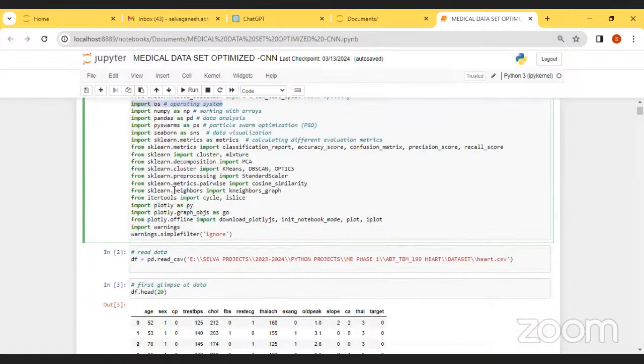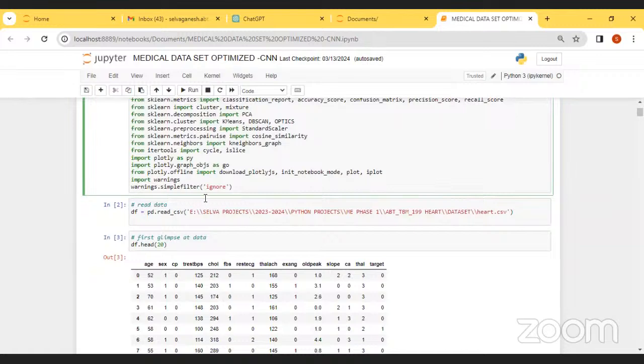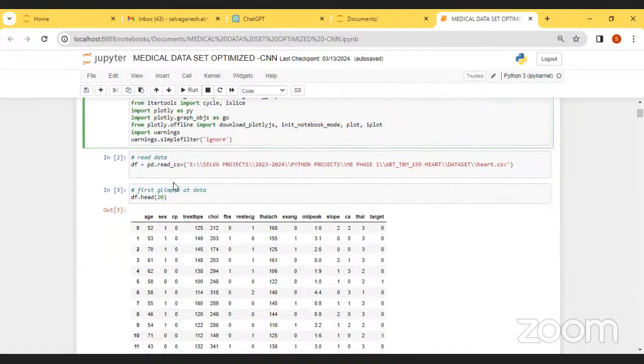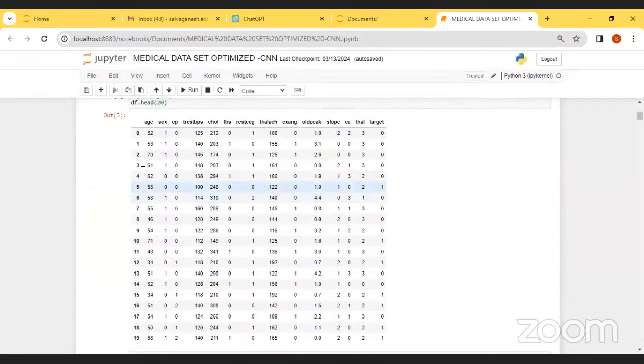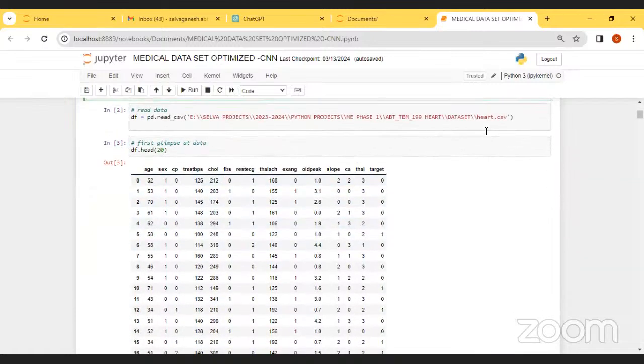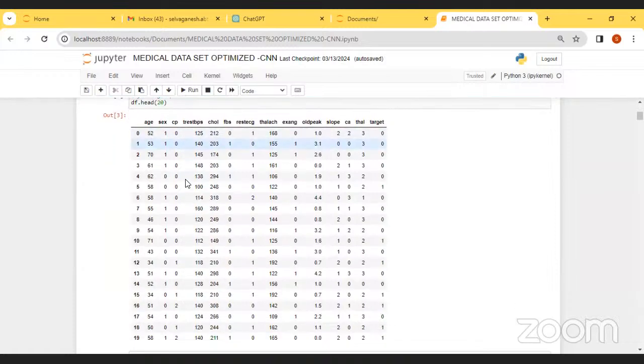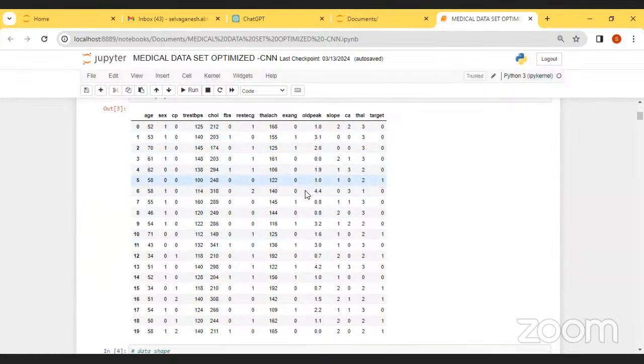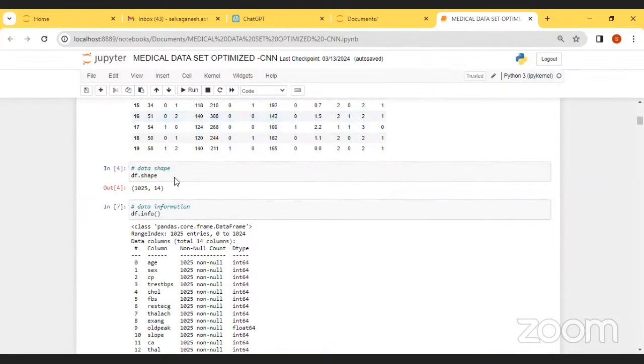After that we are going to read the data. We already have the data set, so we are going to import that data set from the .csv file. So this is all the data we have. From the data, it will show the data shape.